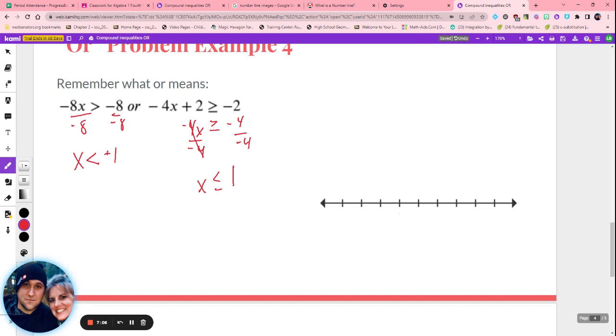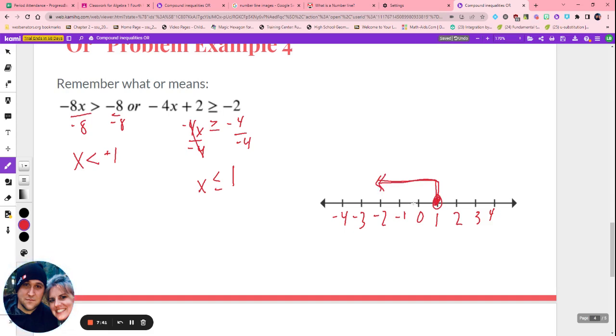Okay, so I'm going to graph it. 0, 1, 2, 3, 4. Negative 1, negative 2, negative 3, negative 4. So we want x is less than 1 or x is greater than, nope, let's see here. Divided both sides, so I flipped it. Or x is less than or equal to 1.